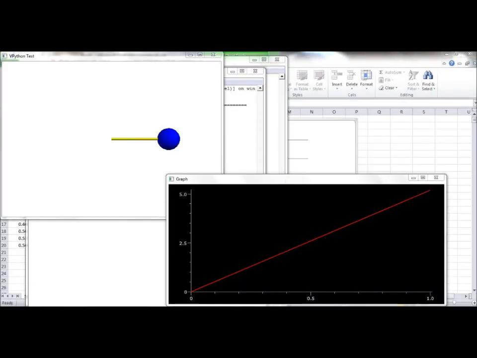What you are seeing now is the VPython program that I showed you earlier, and this is what happens when you run the program. As you can see, the ball moves to the right, just as it did in the video, and the graph looks similar as it did before. It moves in a straight line, a constant velocity. And because the shapes are similar, I can say that my data from Tracker is accurate.